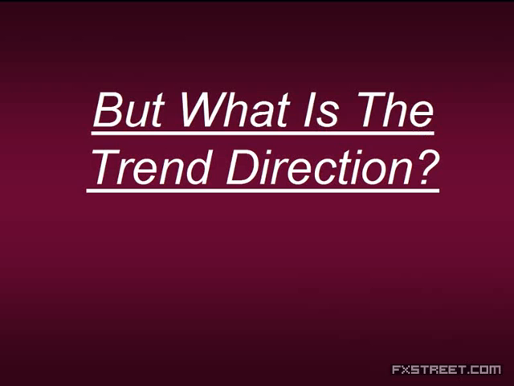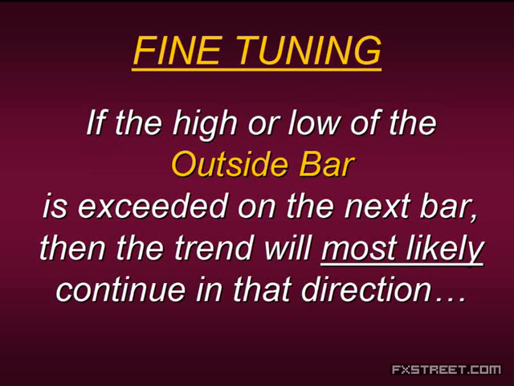Now, someone would say, okay, this is great, Steve, but wouldn't it be better if we had an idea of the trend direction, a clue as to which direction it's going to go? Yes, and the market is also giving you a clue. Let's look back at our examples here. First of all, here's how we're going to fine-tune it. If the high or low of the outside bar, that's the second bar, the one whose range exceeds the first bar, is exceeded on the next bar, then the trend will most likely, not guaranteed, but most likely continue in that direction. So that's your clue as to which direction it's going to go.